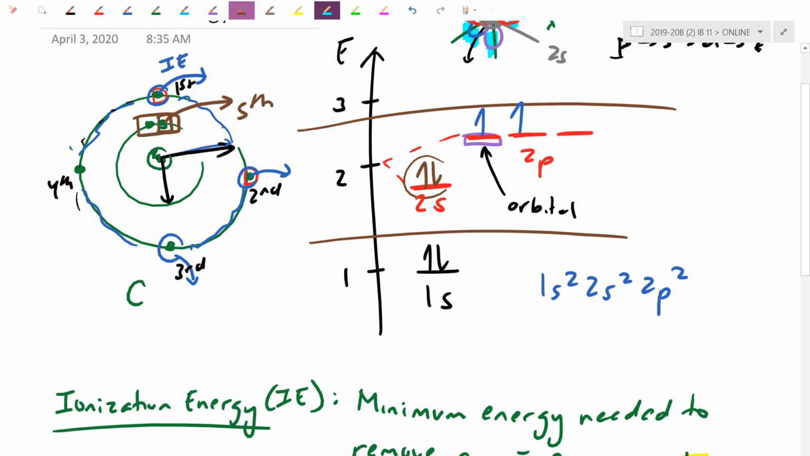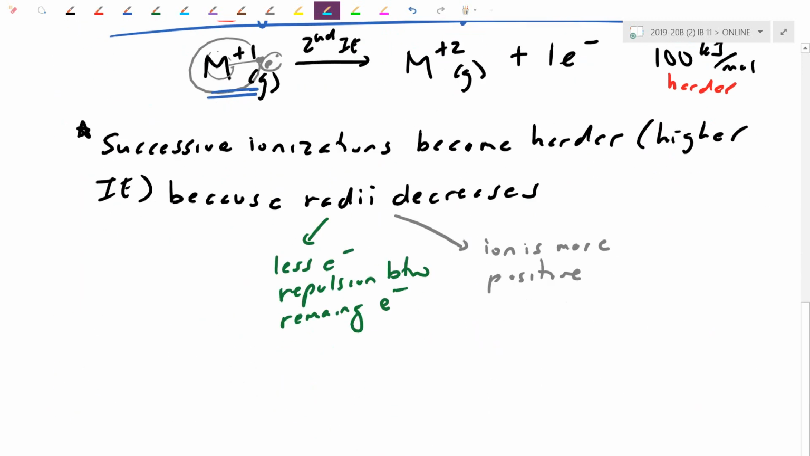And in fact, we expect it to be the biggest jump, because these were all roughly the same, since they were all on shell number 2, but suddenly on shell number 1, because we've lost a shell, there's a dramatic distance change, and therefore a dramatic change in ionization as well. So the fifth ionization is probably the more important one.